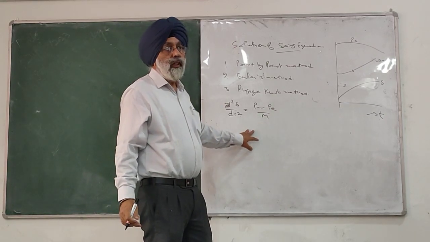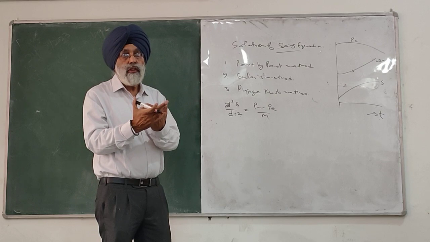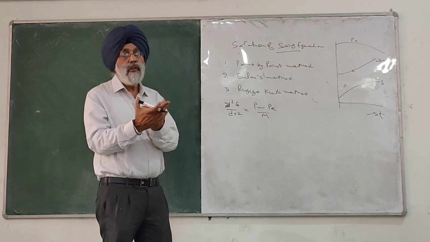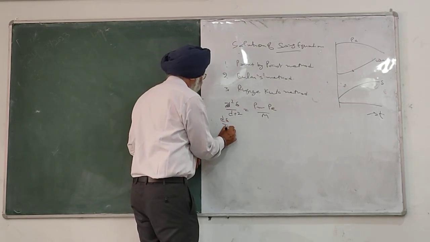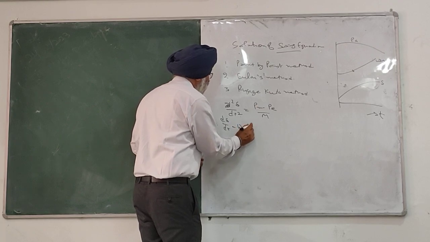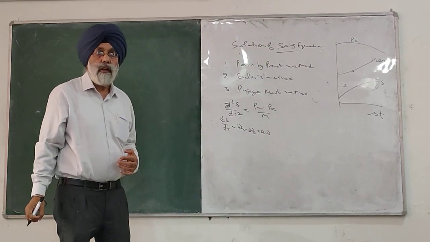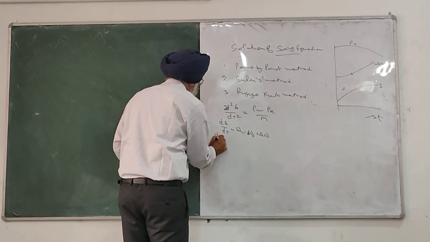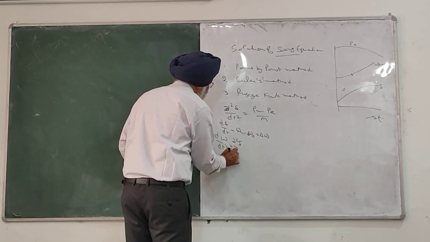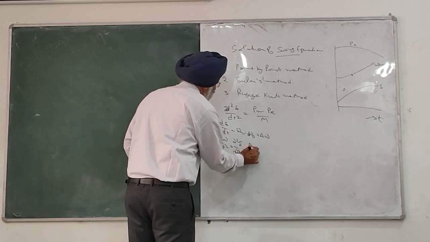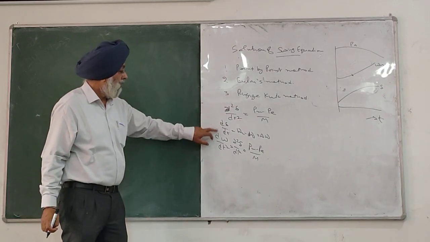It is a second order equation, so we convert it into first order equations. We can convert this into two first order equations. One is d delta by dt, which is equal to omega r minus omega s, and the other is d omega by dt, which is equal to d square delta by dt square, which is equal to Pm minus Pe divided by M. So we have two equations.